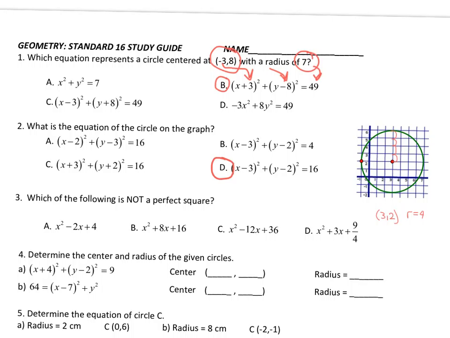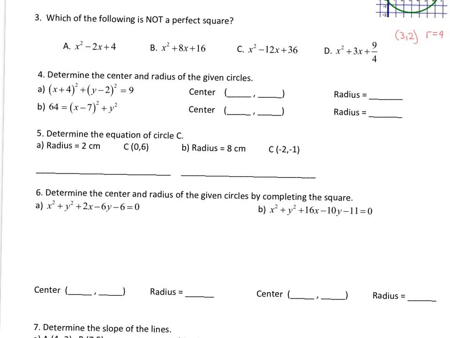The third question, which of the following is not a perfect square? In order for it to be a perfect square, you take the middle number, the B number, and half of B multiplied by itself has got to be C.